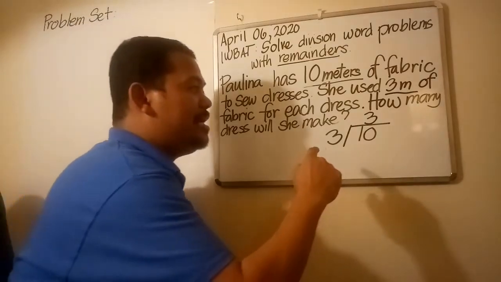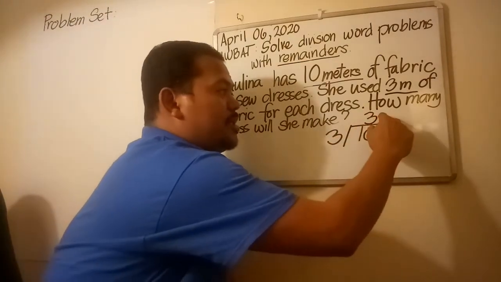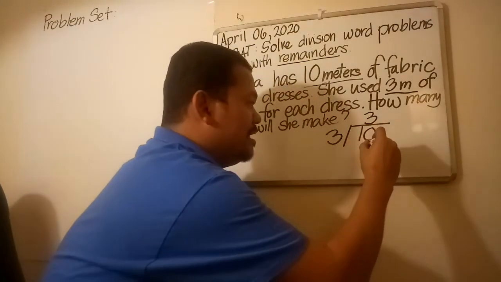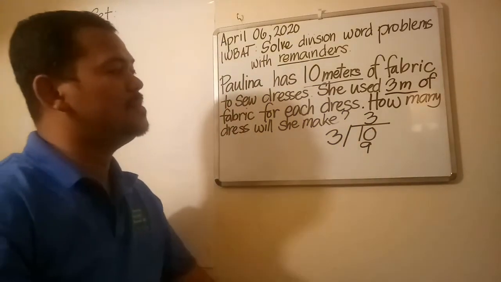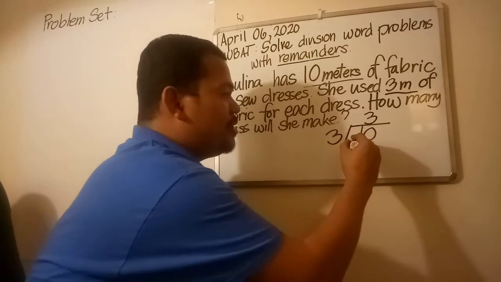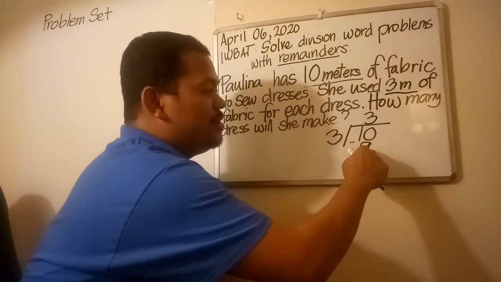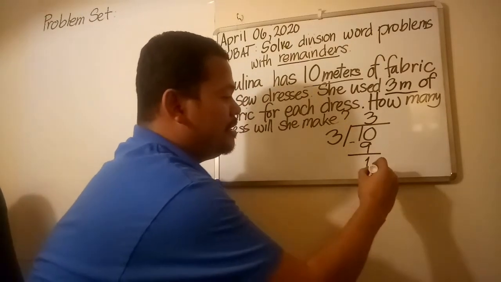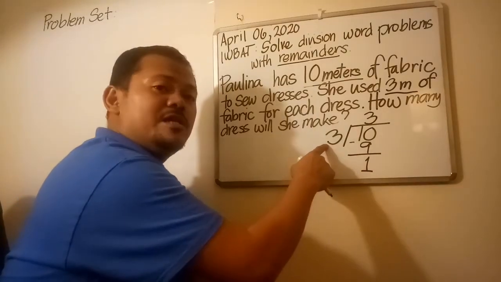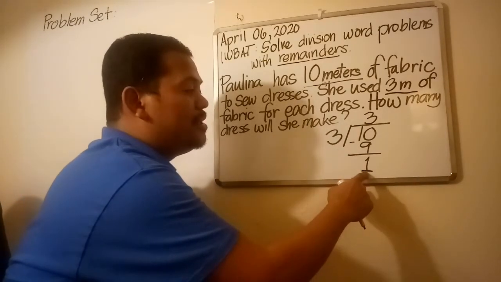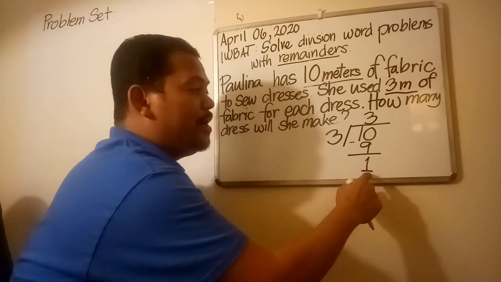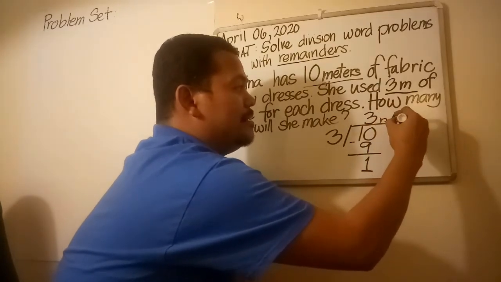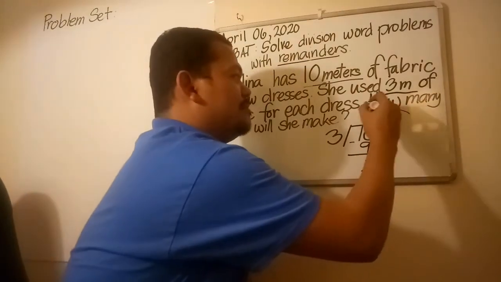Okay, now let's multiply 3 times 3. 3, 6, 9. How much is the answer? 9. Write your 9 here. Okay, after you wrote the product, subtract 10 minus 9. 10 minus 9 is 1. Can we divide 1 divided by 3? No, because 1 is smaller than 3. So what are we going to do with 1? We are going to put that as our remainder 1. There you go. There's your answer.